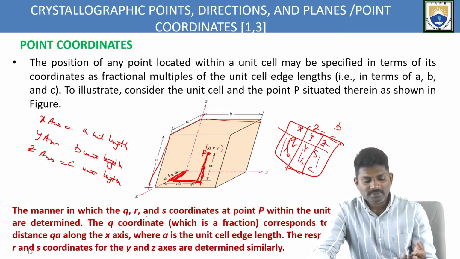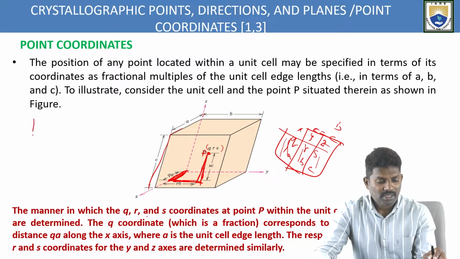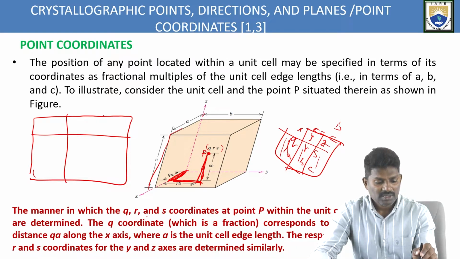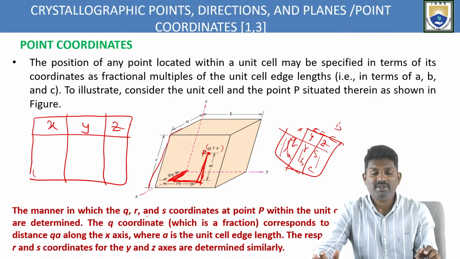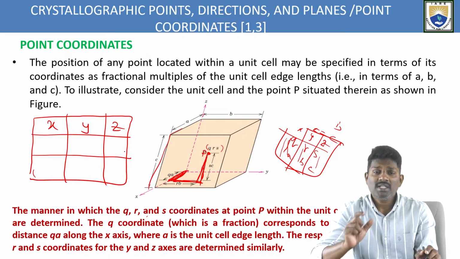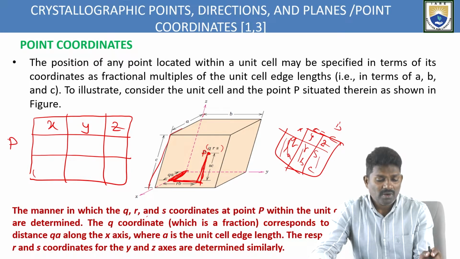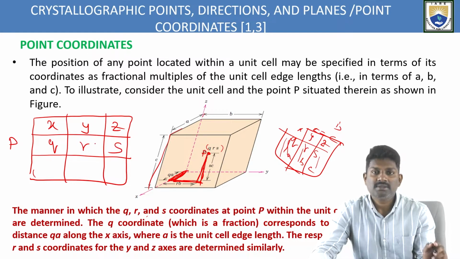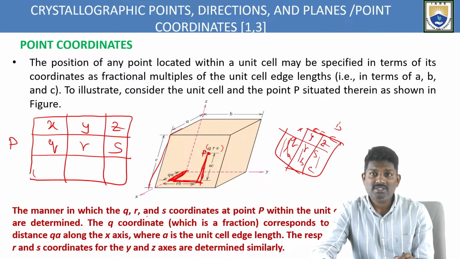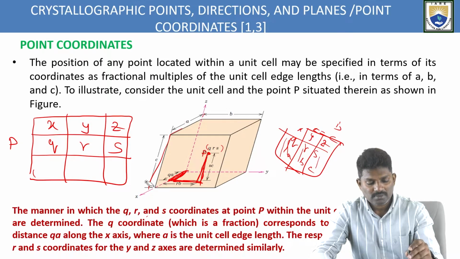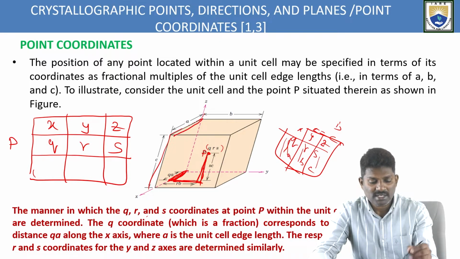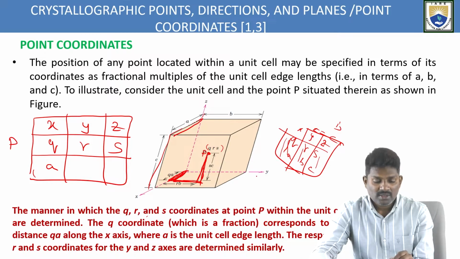So we have to draw a table like this, divided into 3 columns. I have x, y and z as my 3 reference axes. What are the coordinates of your point P? My point P coordinates are Q, R and S. And of course, you know the unit cell edge lengths. Along the x direction, the edge length is A. Along y, what is the edge distance? B. Along z, it is C. Simple.